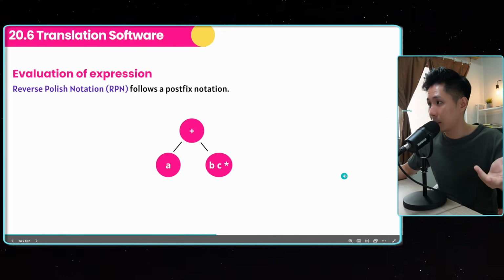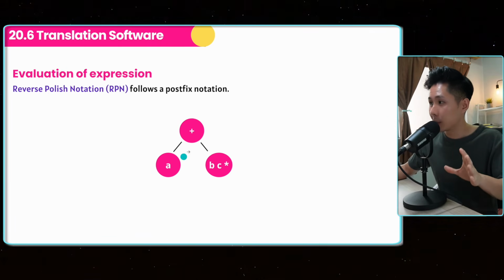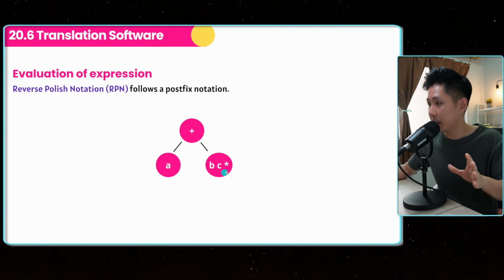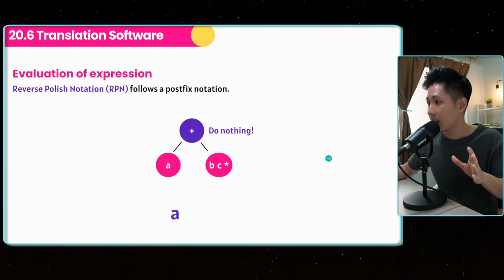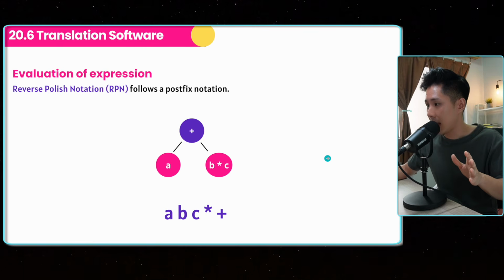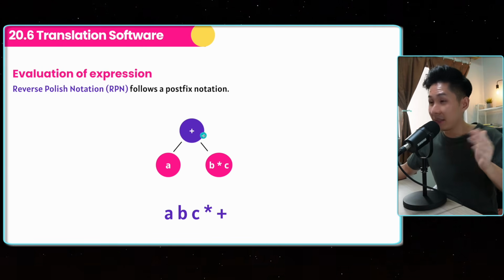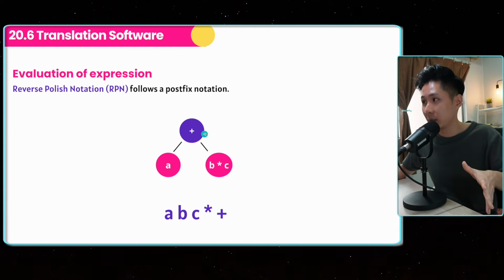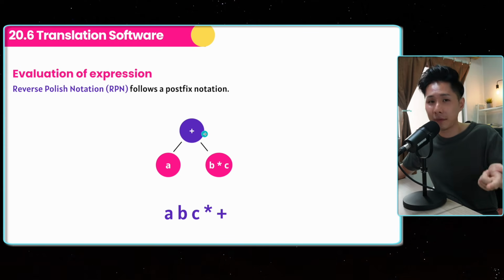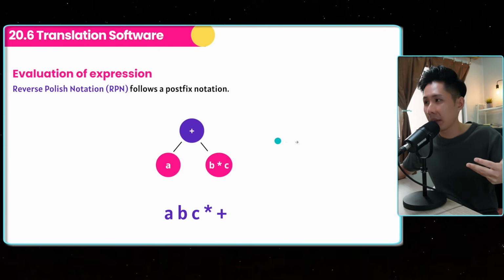Let me give you another example. So the postfix notation for this diagram, A plus BC times, will be A, do nothing, BC times, and plus. So look into the left, right, then the middle. So that's what postfix notation is. You also have prefix, infix, but that's not what we will talk about.